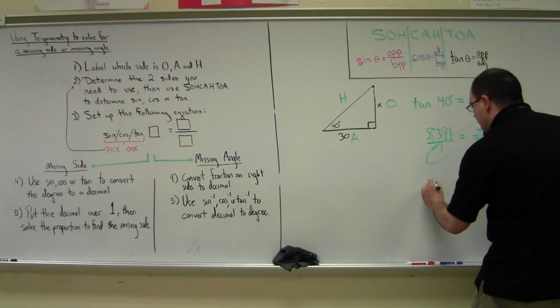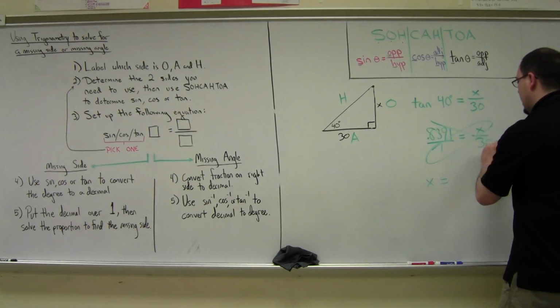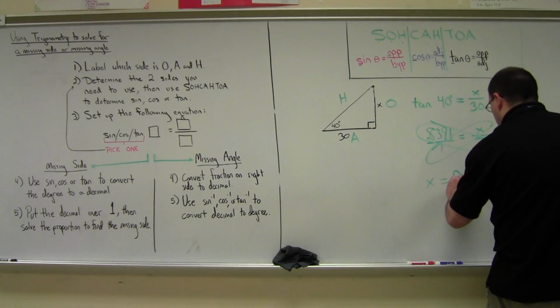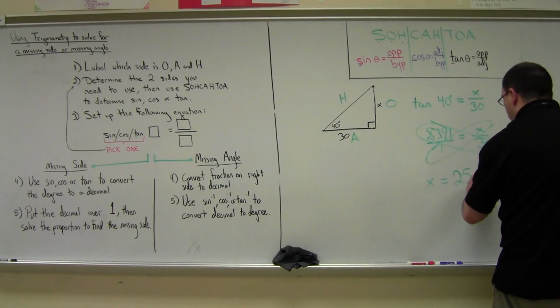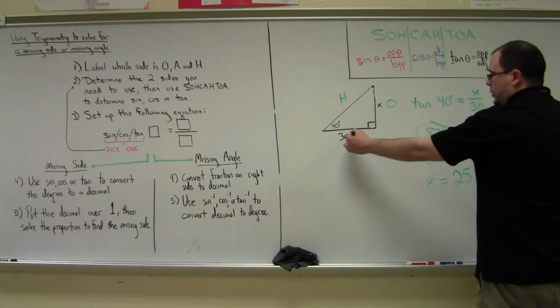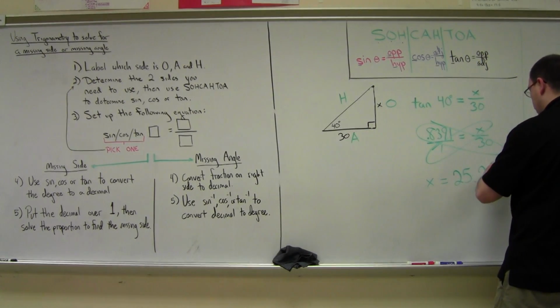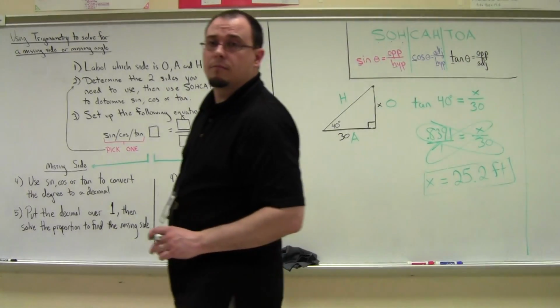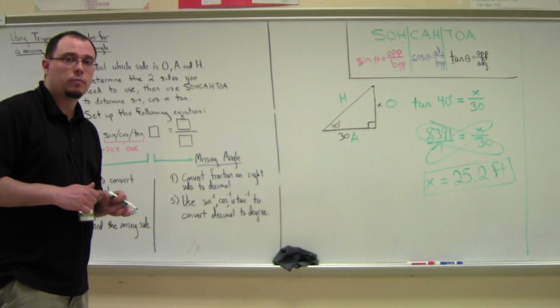1 times x is x, that's nice and easy. 0.8391 times 30. It's going to be 25.17. If you were rounding to the nearest tenth, it would be 25.2. And if we were using feet before, it would be 25.2 feet. And that's it. That's all you have to do.